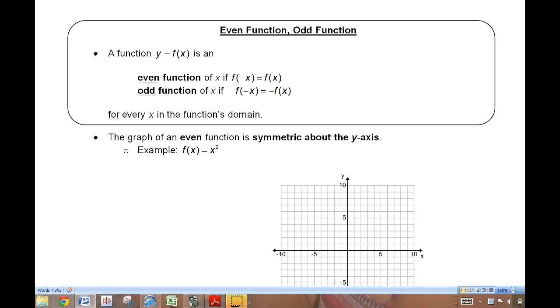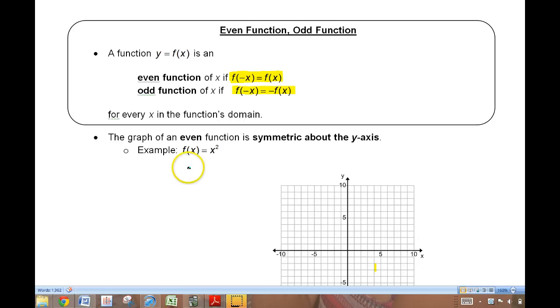Okay. Even and odd functions. Does that sound familiar at all? Yes. Okay. We know this. Even function: if you plug in negative x, you get back out the original function. Odd function: if you plug in negative x, you get out the opposite of what you started with.